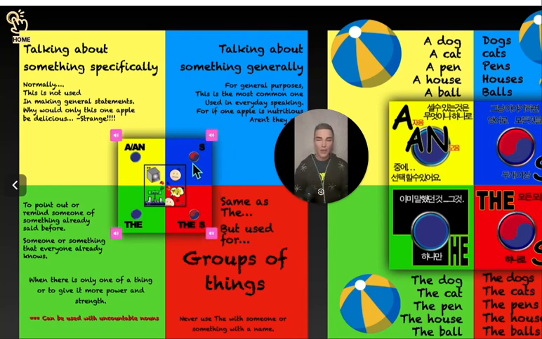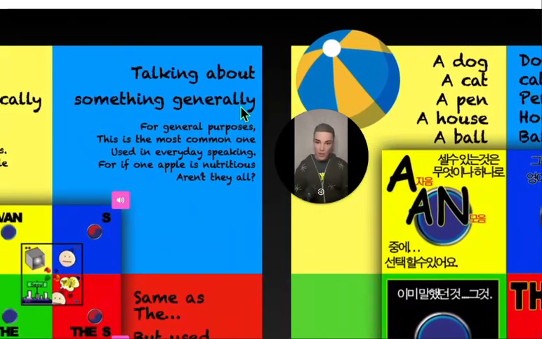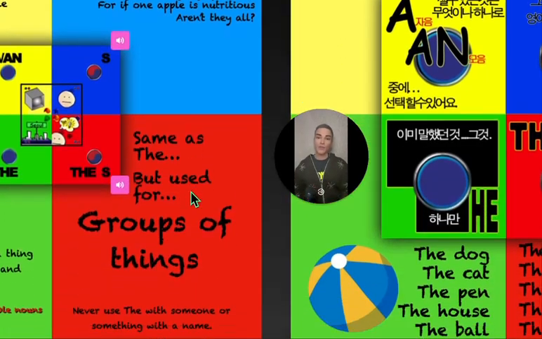Talking about something, so now let's go to plurality with the S at the end of the noun. When we're talking about something generally, for general purposes, this is the most common one used in everyday speaking. For if one apple's nutritious, aren't they all? If one is delicious, aren't they all? If you say apples are delicious, you mean in general, you like apples. You think they taste good. Right? But it doesn't mean every single apple you eat is going to taste good, does it?